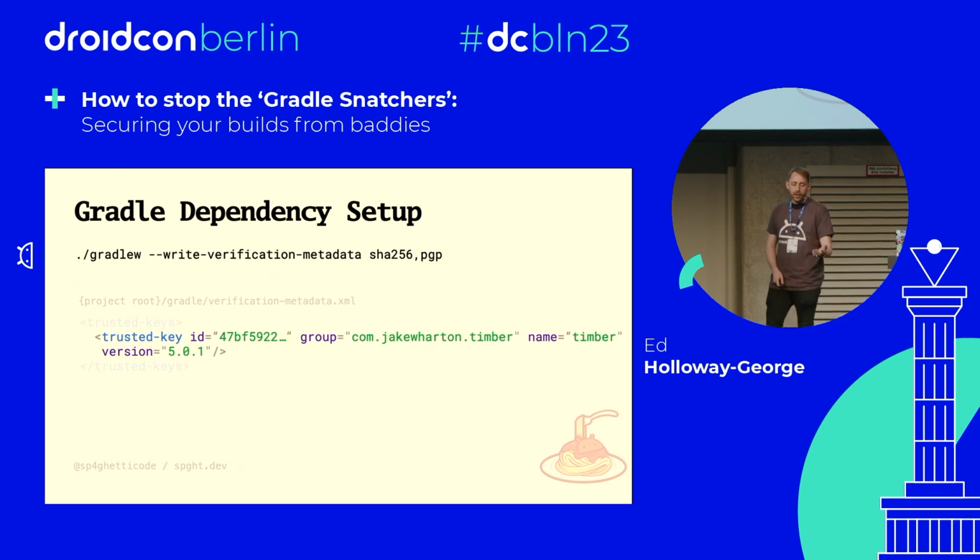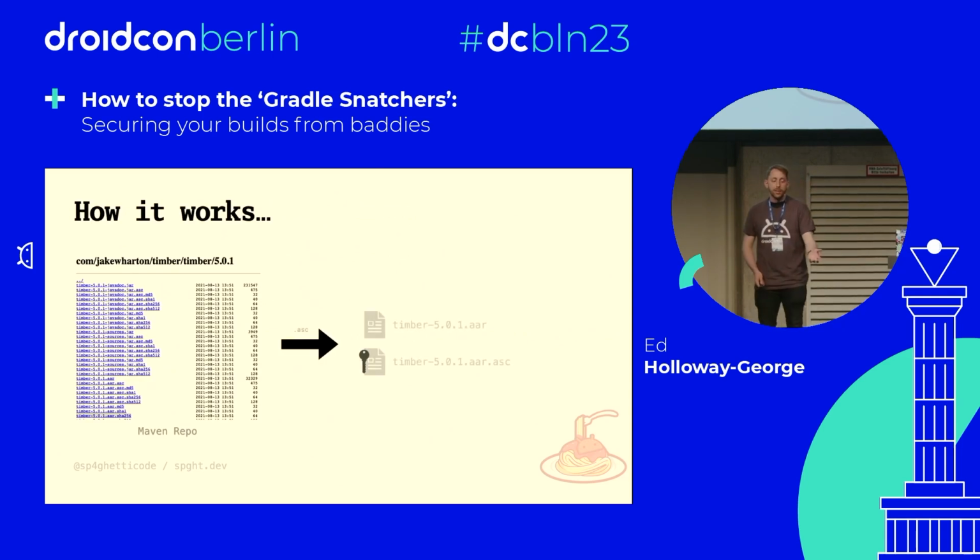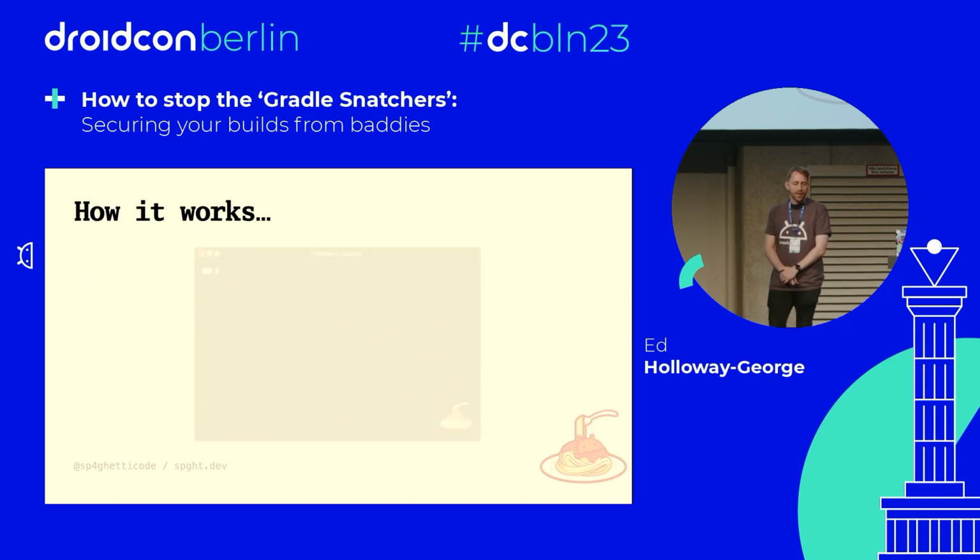Now, these trusted keys, these IDs, these aren't actually, I believe, the keys themselves. The keys are fetched from your Maven repo and then downloaded. So for each file, you will get an associated ASC file, and that ASC file, I think, is a public digest of the file after it's been consumed by the key.